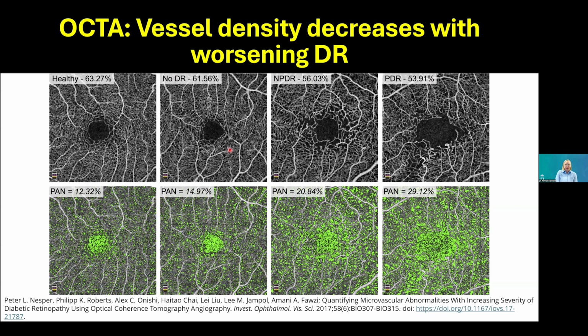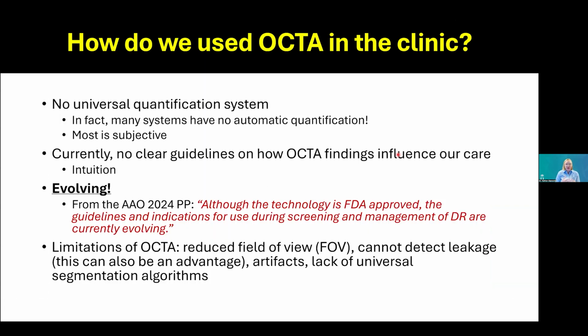So how do we use this in clinic? It's difficult. There is no universal quantification system right now. Many systems don't even have a way to quantify vessel perfusion or vessel densities. The machine from OptiView, which is now VisionX, does have some automatic quantification, which is great, but the Spectralis, for example, and the Zeiss Cirrus that I'm using, which is an older model, doesn't have any sort of automatic quantification. So most of the time I'm looking at these maps, it's very subjective, and I'm not actually getting a quantitative metric.